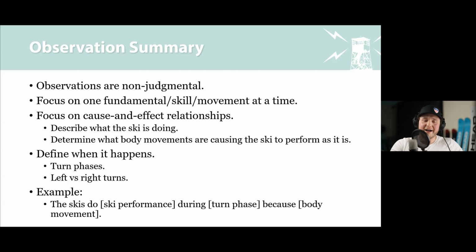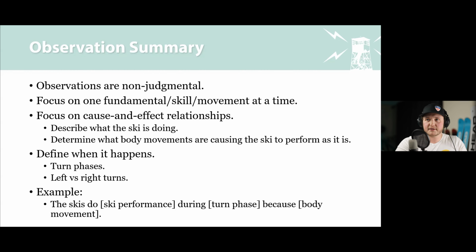And define when it happens, what you're observing. When does it happen? Whether it's the turn phases, or maybe they're asymmetric and have issues with their left versus their right turns. Right? I think the general format we should be looking for is the skis do X during turn phase Y because of body movement Z, okay?